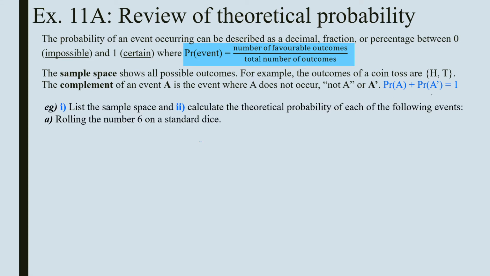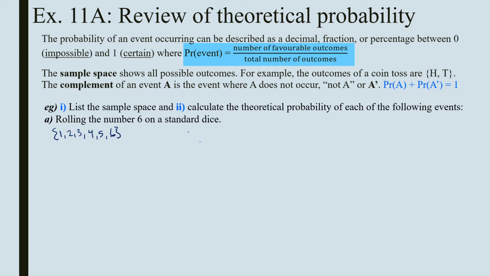Let's try a few examples. We're going to first list the sample space and then calculate the theoretical probability of each of the following events. So first things first, to list the sample space of rolling a number 6 on a standard die, the sample space of a die roll is 1, 2, 3, 4, 5, 6. So that's our sample space.